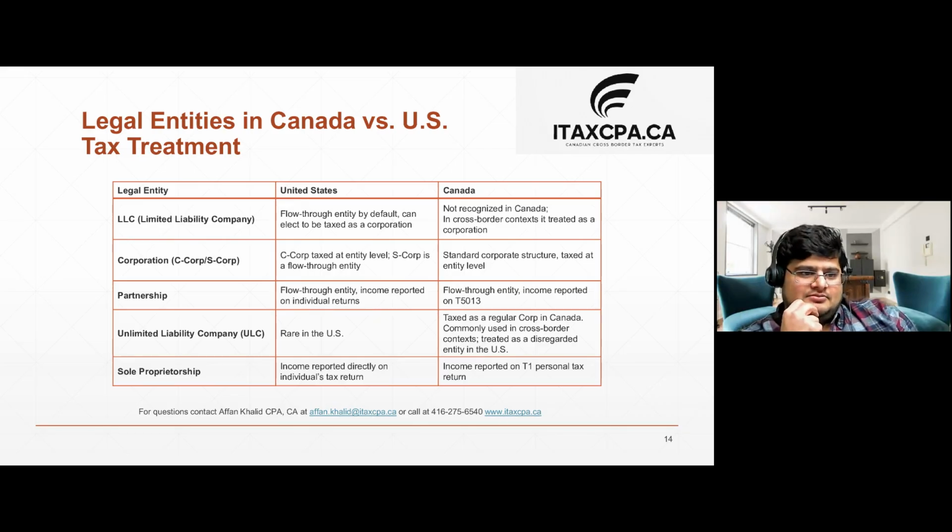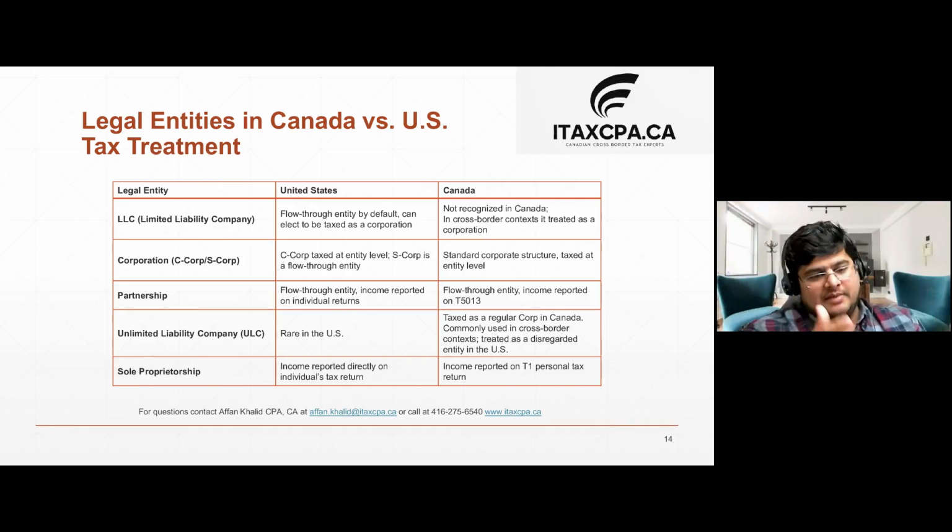Okay. And then there's something unique about Canada. Well, at least I have one thing to add here: the unlimited liability company, or ULC. I have very limited knowledge of the US, and I think it is very rare there, but from a Canadian perspective, a ULC is quite popular for flow through treatment from a US perspective.